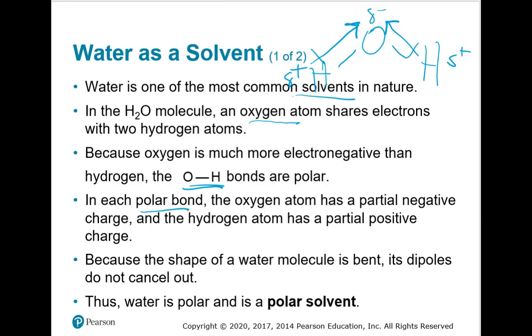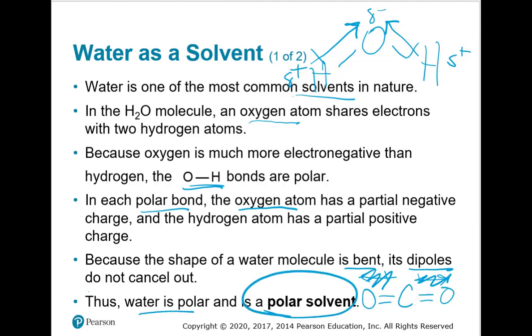In each polar bond, the oxygen atom has a partial negative charge and the hydrogen atom has a partial positive charge. Because the shape of a water molecule is bent, just like we showed up here, its dipoles do not cancel out. It would cancel out if I had a linear compound like CO2. If I have this linear compound, we know between C and O is a polar bond. But because we have a polar bond pulling this way and pulling this way, they cancel each other out. It's like an equal tug of war. Water is polar and is a polar solvent.